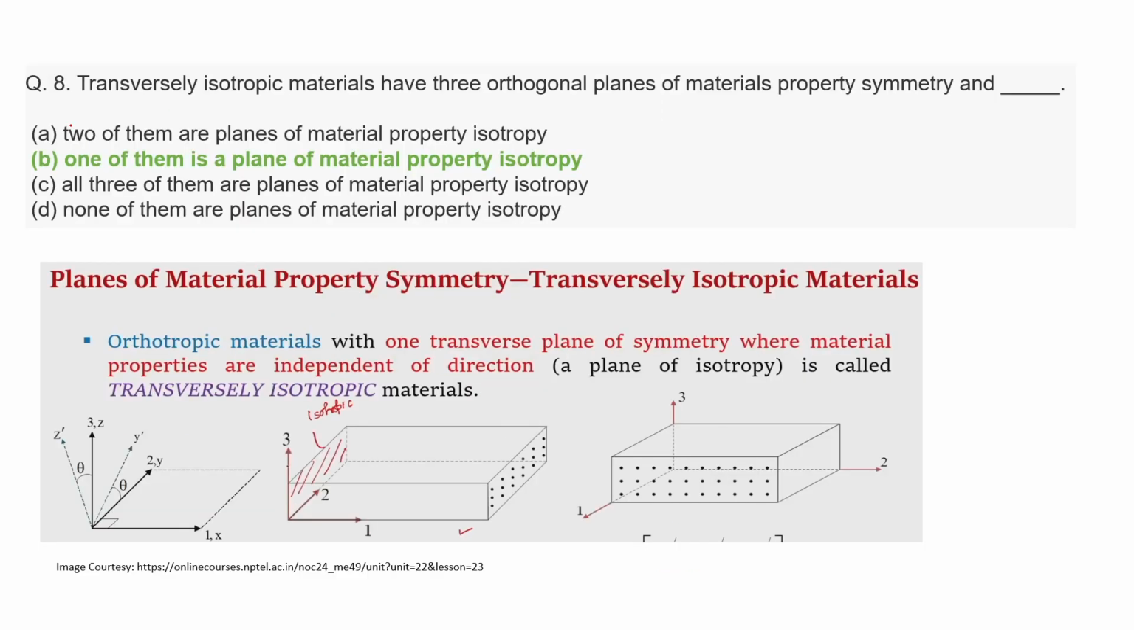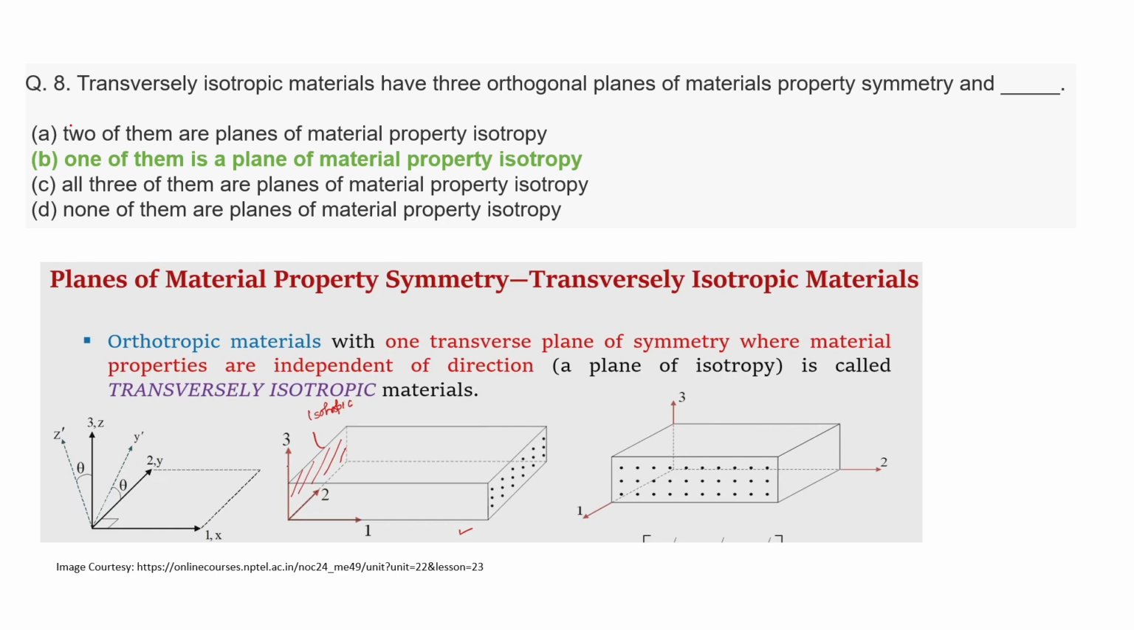Okay. So question number 8. A transversely isotropic material has three orthogonal planes of material property symmetry, and options are: A, two of them are planes of material property isotropy. Option B, one of them is a plane of material property isotropy. Option C, all three of them are planes of material property isotropy. Or option D, none of them are planes of material property isotropy.